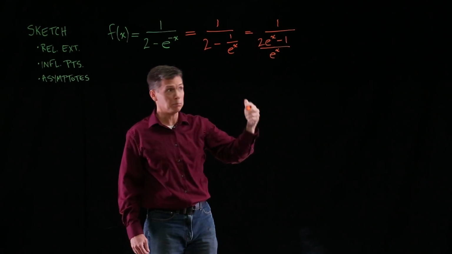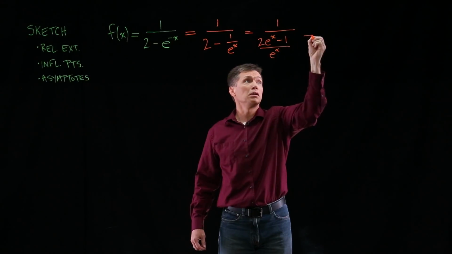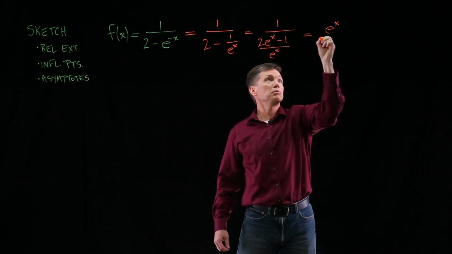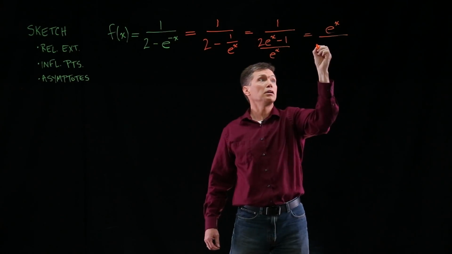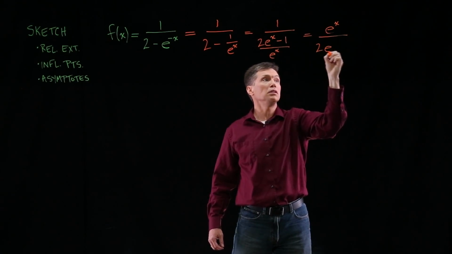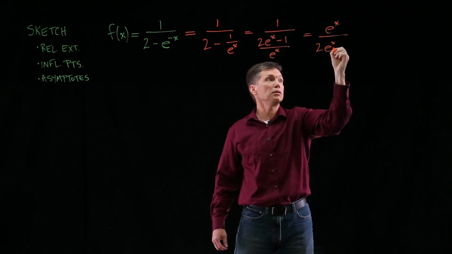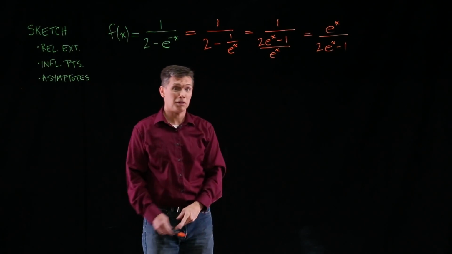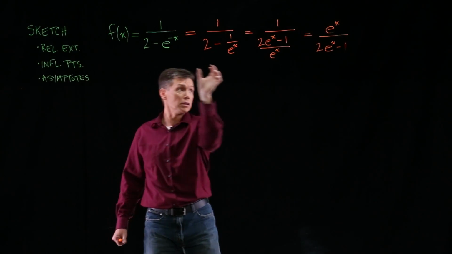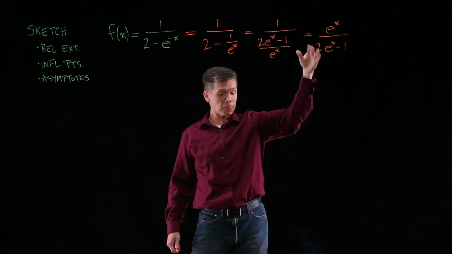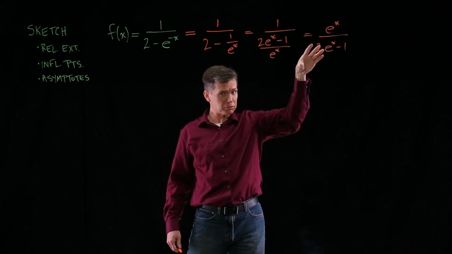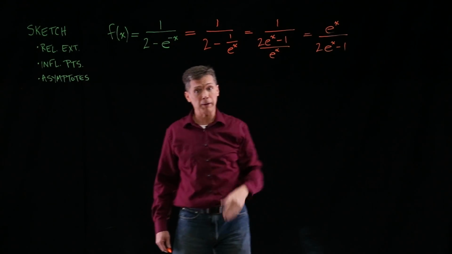Now you can see the flip here is my last step. E to the x on top divided by 2e to the x minus 1. Okay, so the fruit of my labor there then is the original function equals this expression, no negative exponents, and the algebra I think is going to be a little bit friendlier for us as we proceed now.